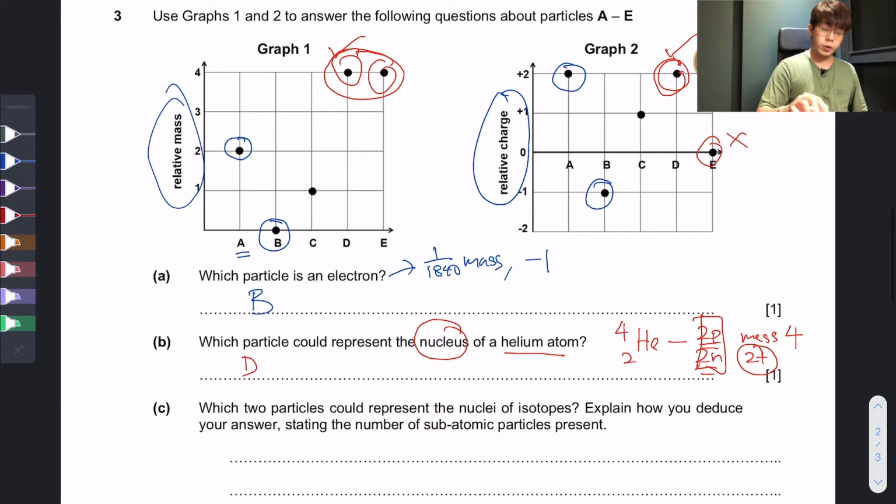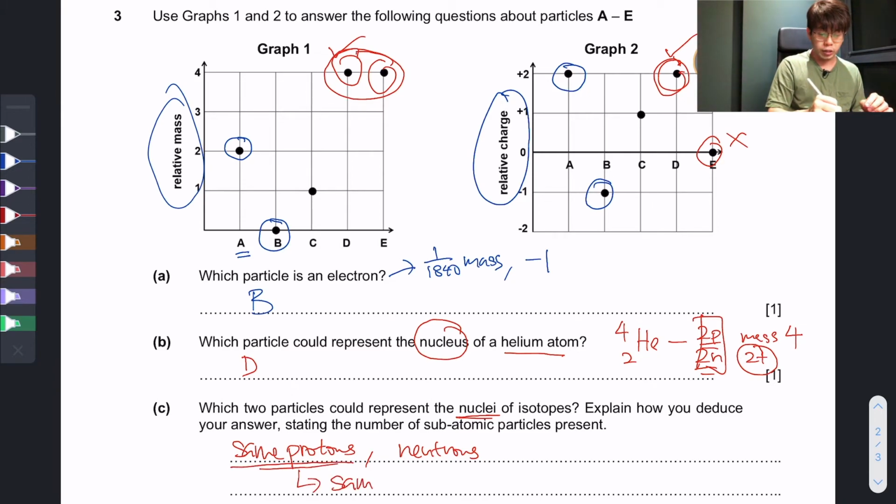Okay, lastly, which 2 particles would represent a nuclei of isotopes? Nuclei is the plural of nucleus. So isotopes must have the same number of protons, but different number of neutrons. That means the nucleus must have the same charge because it has the same protons. So they must have the same charge, but different number of neutrons means it will have different mass.